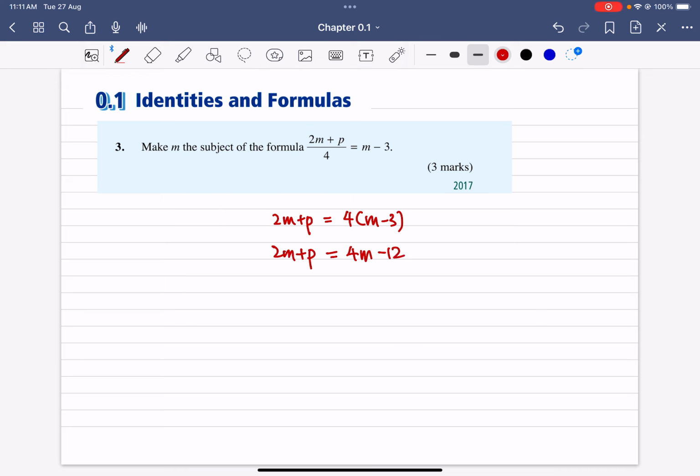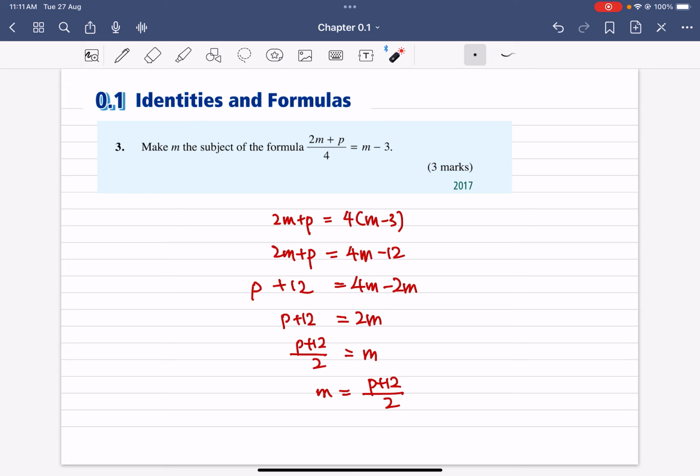And then we want m on the same side. But because this is 4m and this is 2m, 4m is greater than 2m, so I would like to write down 2m on the right hand side first. And then originally you have p on the left hand side minus 12. You can change it onto the other side as plus 12. So 4m minus 2m, you get 2m. So at the end, you get m equals (p plus 12) over 2. So you can write it like this. So that's the answer. Remember, you cannot simplify this 12 and 2 because you have a p here.